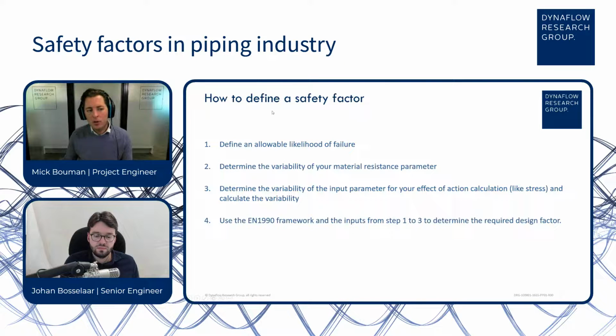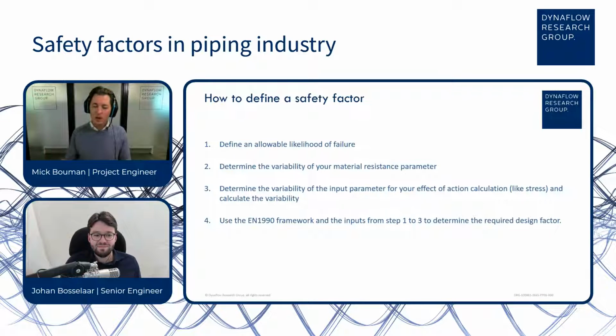So how do you define then a safety factor in this framework? Well, first you have to define an allowable likelihood of failure. The EN 1990 specifies the allowable likelihood of failure. This value is about 1 in 10,000. However, it doesn't specify whether this is 1 in 10,000 systems, 1 in 10,000 pipes, or 1 in 10,000 joints, but the value is 1 in 10,000. And the whole calculating framework is built around that.